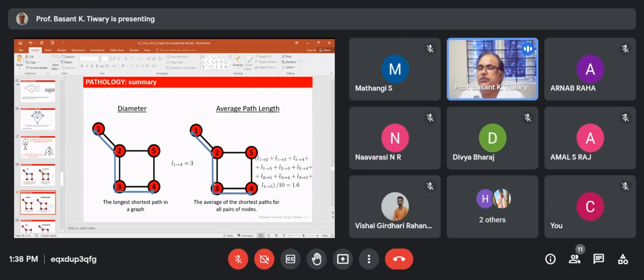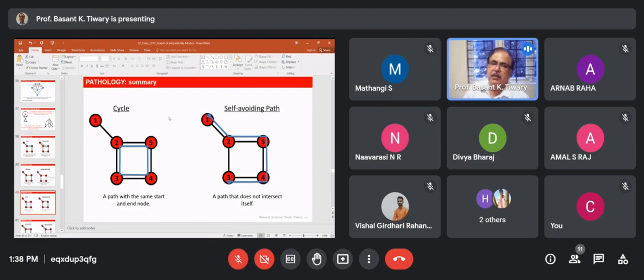And if you see the average path length, you have to add all the lengths, like L1 to 2, L1 to 3, all the path lengths, and then you have to divide by 10. So you can calculate the average of the shortest path of all pairs of nodes. That is called average path length.